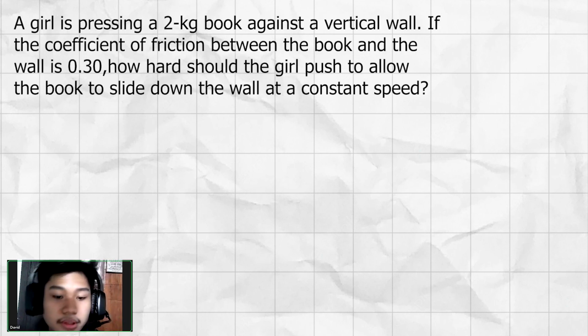First and foremost, in solving a problem, it is necessary to understand the problem we are facing. For today's example, we will be focusing entirely on frictional force. But nevertheless, I wouldn't waste any more time talking here, so let's just get straight into it. A girl is pressing a 2 kilogram book against a vertical wall. If the coefficient of friction between the book and the wall is 0.30, how hard should the girl push to allow the book to slide down the wall at a constant speed?